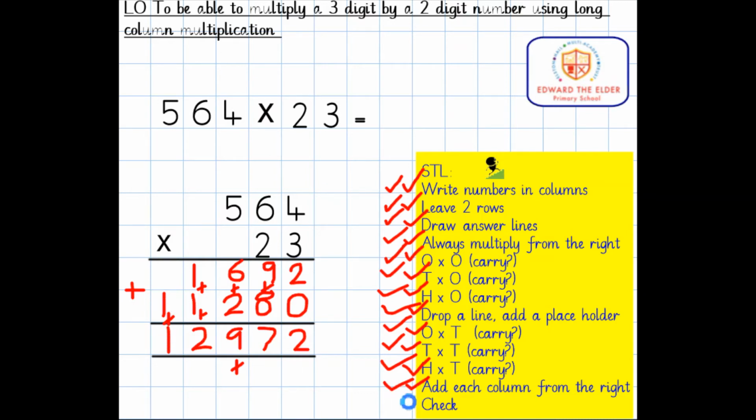So have I checked it? Yes. So 564 multiplied by 23 is 12,972. We extend this learning in Year 5 to looking at multiplying a 4-digit number by a 2-digit number using this same method.